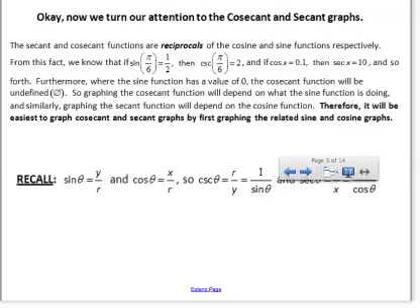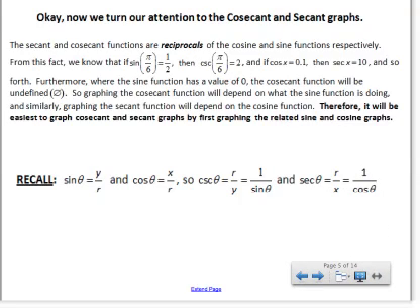Okay? All right, so now we are going to turn our attention to graphing the cosecant and secant graphs. All right? Secant and cosecant are reciprocals of the cosine and sine functions respectively. For instance, we know that if we have the sine of pi over 6, we know that the sine is 1/2. The cosecant would be the reciprocal of that, which is 2. If the cosine is 0.1, you should recognize that 0.1 is 1/10. So the secant is the reciprocal of that, which is 10, and so forth.